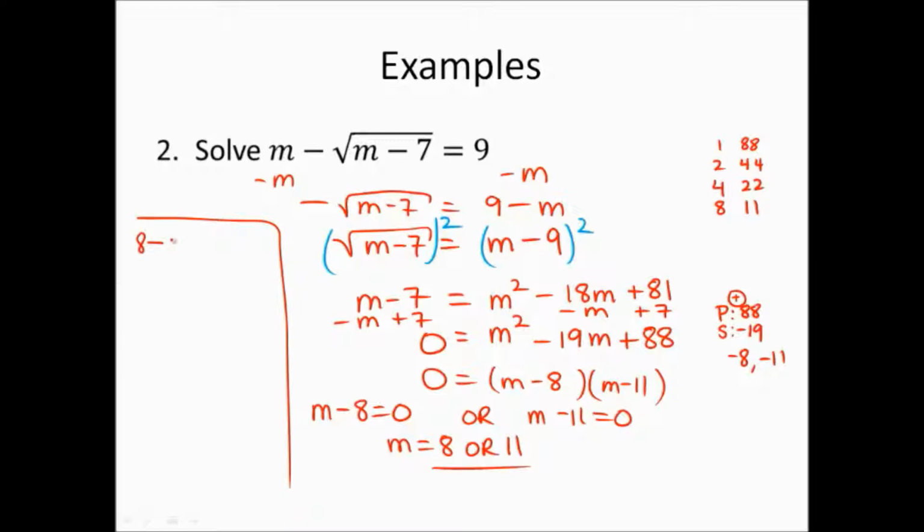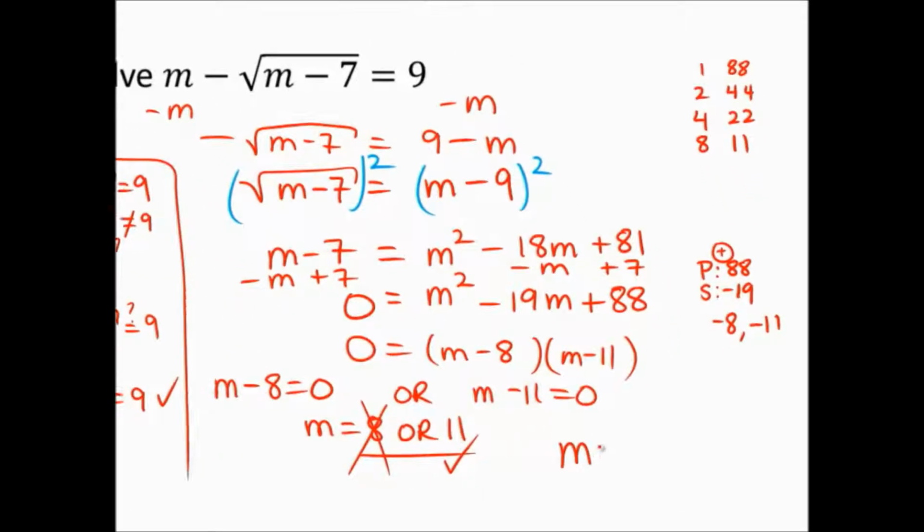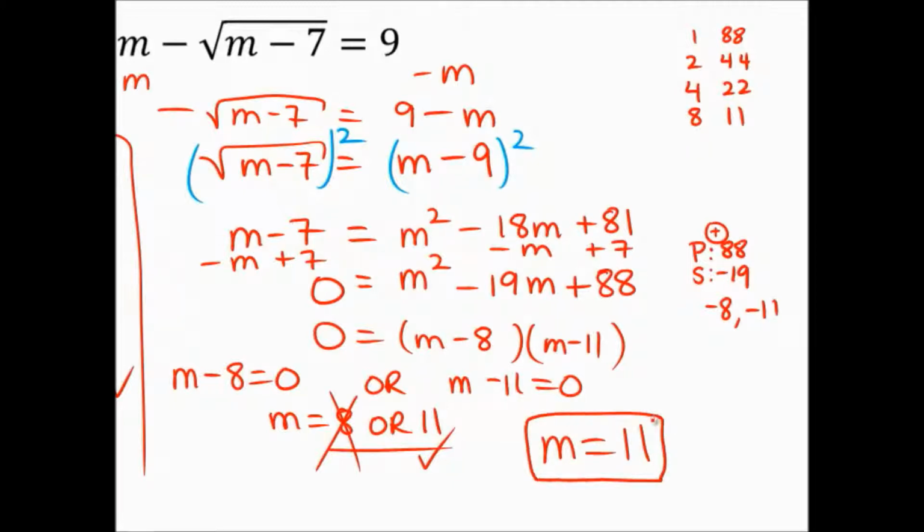Check 8. 8 minus root 8 minus 7 equals 9? Let's see what that does. 8 minus root 1, which is 8 minus 1, is not equal to 9. So 8 does not work. 11, however, let's see if that one works. 11 minus root 11 minus 7, does that equal 9? Root 11 minus 7 gives us root 4, which is a 2. 11 minus 2 equals 9, check. So 11 works. So m equals 11 is the only solution.